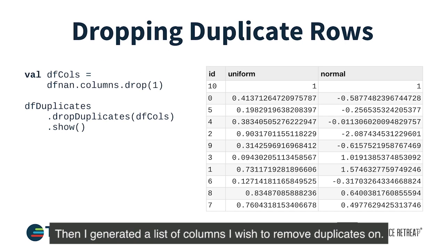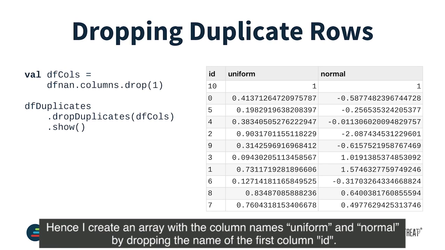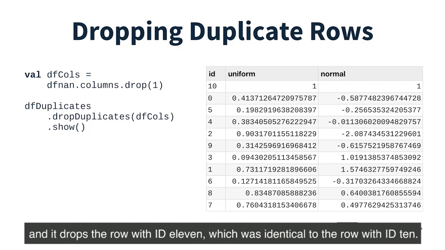Then I generated a list of columns I wish to remove duplicates on. In this case, the column ID is irrelevant. Hence, I create an array with column names uniform and normal by dropping the name of the first column, ID. Then I call the drop duplicates method by specifying the column names array, and it drops the row with ID 11, which was identical to the row with ID 10.